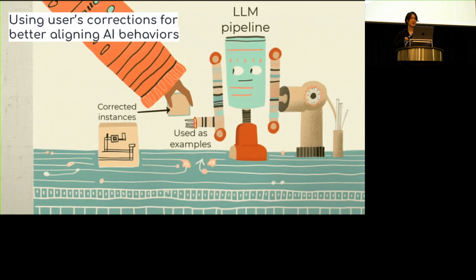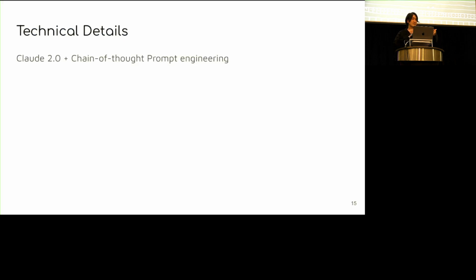And here, there's one interesting opportunity regarding this user correction. That is, with the user's corrections added to the system, we can leverage them to better align the AI's behaviors to the user's perspective. More technically, we use those user corrections as examples to put into the large language model's pipeline, expecting that the pipeline would get closer to the user's expectation as more user corrections are accumulated.